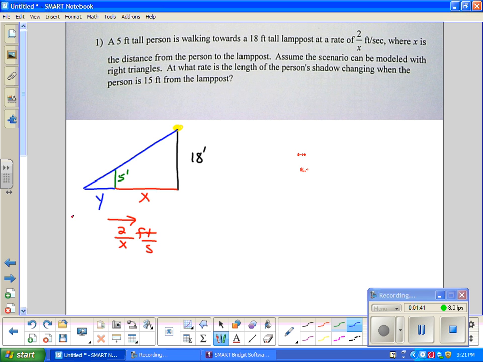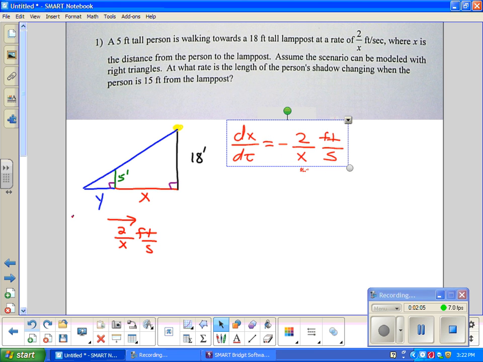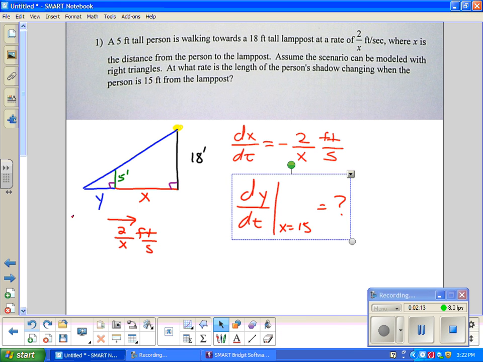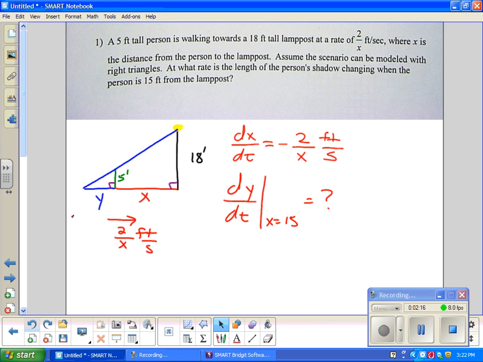And there's our triangles. And if I mark the right angles in purple, I can now see I have some triangles going on. And it said he is moving towards the light post. And this is the big deal. You have to see at this point that dx/dt, 2 over x, is negative. It's making x smaller. So we talk about our knowns. We have dx/dt equals negative 2 over x. And they want to know how fast the person's shadow is changing. In my case, I called it y. So dy/dt is the unknown when x, his distance from the lamppost, is 15 feet.